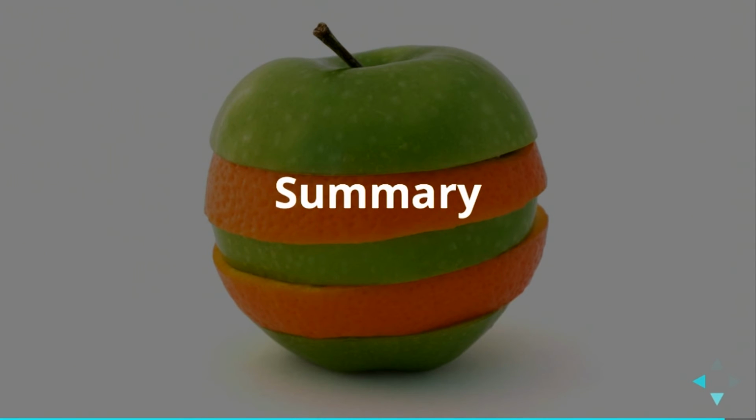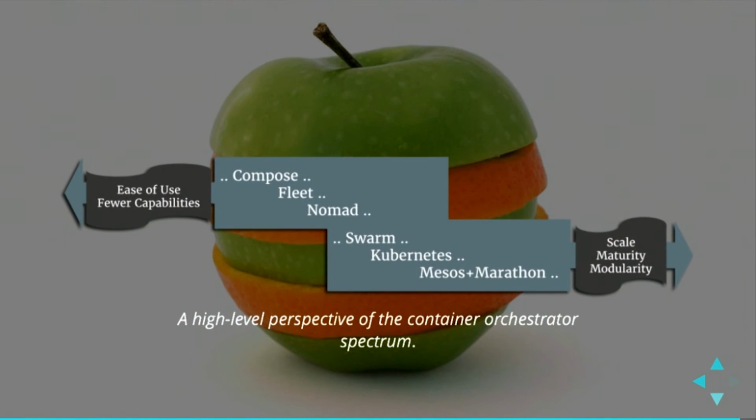I've tried to make it clear that there are different tools for different teams, different tools for different use cases. So I don't think it's apples to apples. I will submit this, and if someone wants to challenge on this, I'll probably try to stand my ground and say that I think this is, for the most part, accurate. This is an extremely high-level perspective of where these things fall in a spectrum: over on the left-hand side, ease of use and the number of capabilities that they bring, and then coming over to the other end of the spectrum, how much they scale, their level of maturity, their level of modularity.